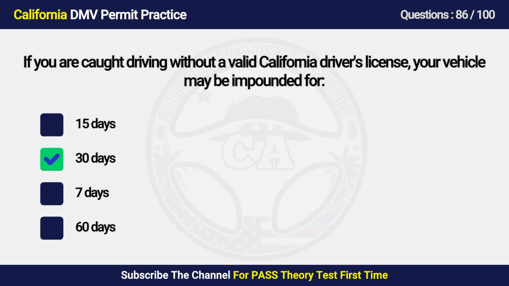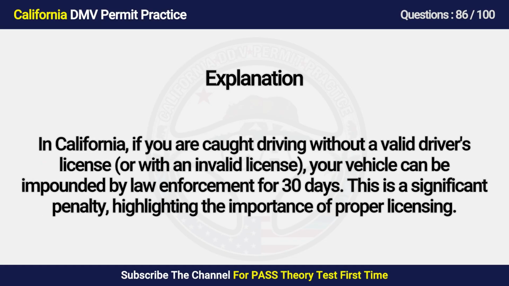Answer is B. 30 days. In California, if you are caught driving without a valid driver's license or with an invalid license, your vehicle can be impounded by law enforcement for 30 days. This is a significant penalty, highlighting the importance of proper licensing.